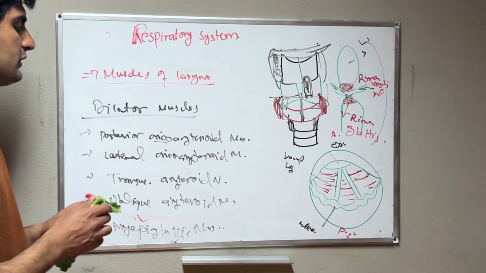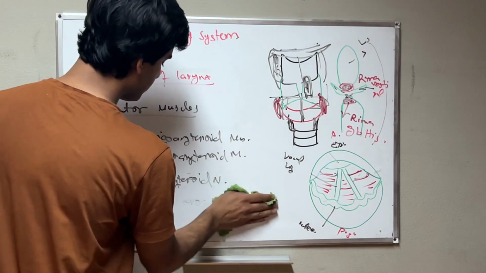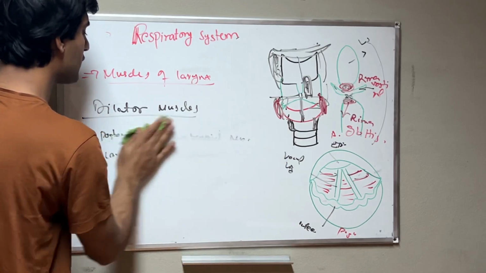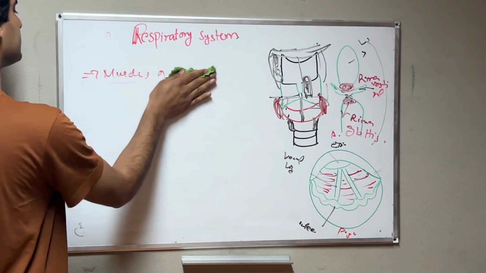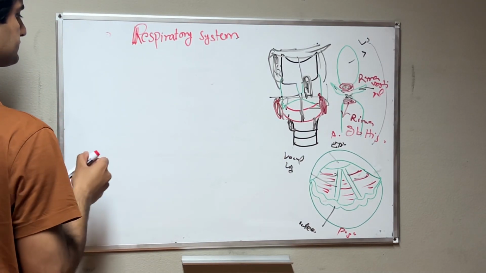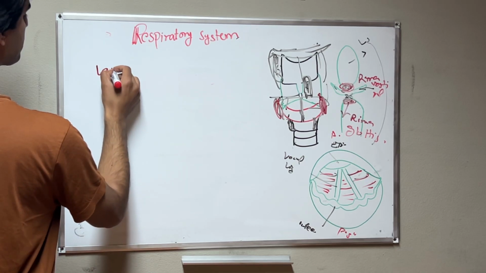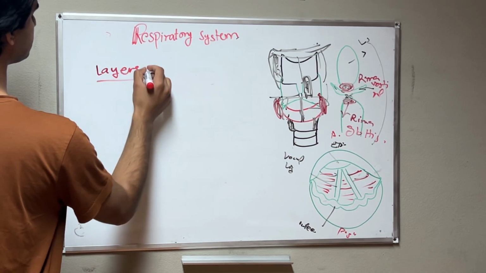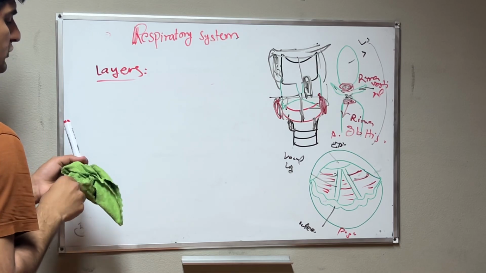Now we will talk about the layers of the larynx. If we talk about the layers of the larynx, we have three layers. First we have the tunica mucosa.